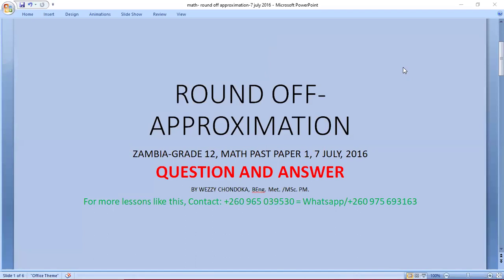Welcome to another lesson in math. We're going to look at a question on approximation or estimation or simply rounding off. You should know how to round off decimal places or to a number of significant figures, or to express a decimal number in a standard format, what we call standard scientific notation for numbers. You should know how to express those.